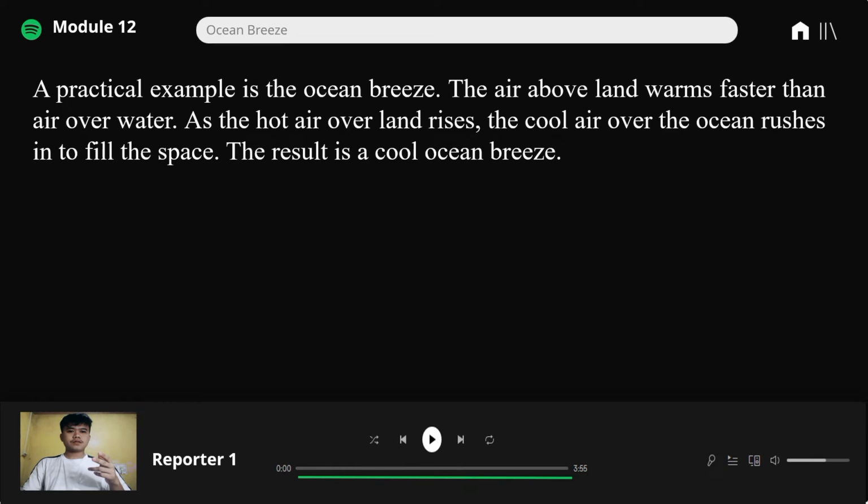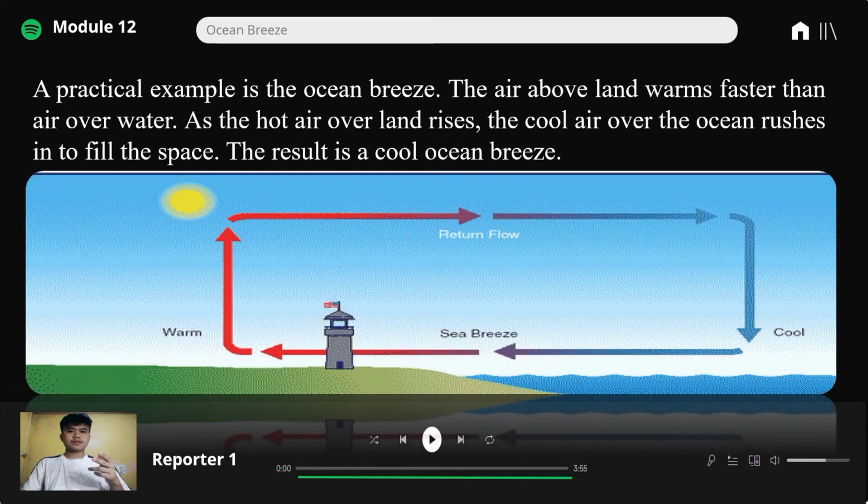For you to understand better, I will give an example: the ocean breeze. A practical example is the ocean breeze. The air above land warms faster than air over water. As the hot air over land rises, the cool air over the ocean rushes in to fill the space. The result is a cool ocean breeze.